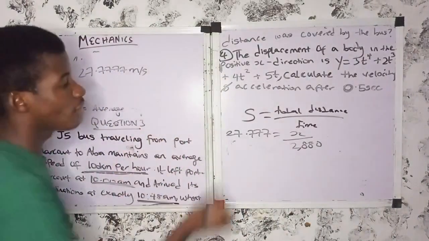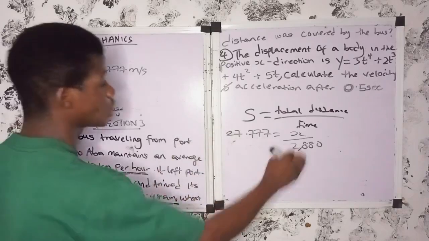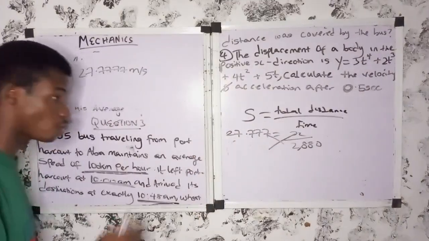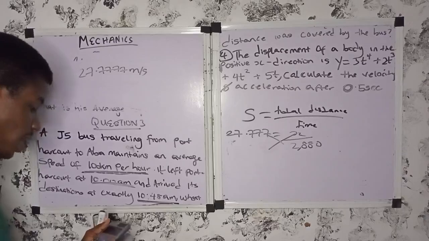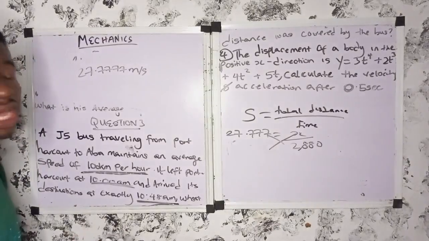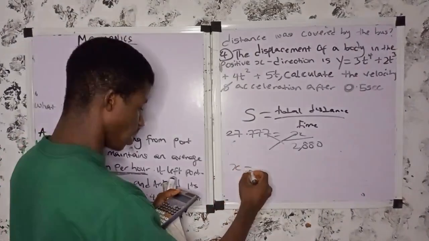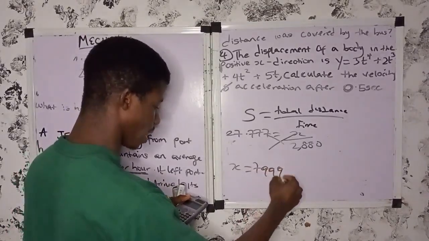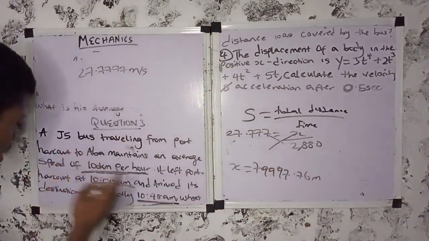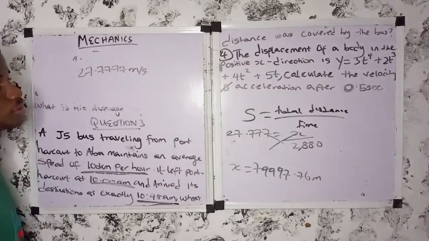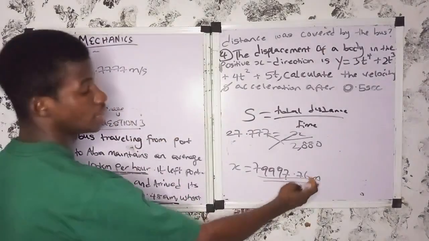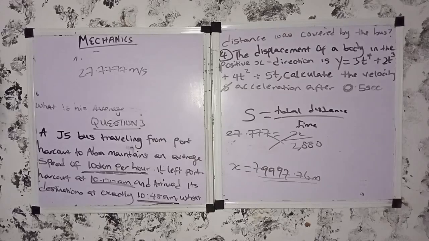Now once we have gotten the actual speed and the actual time, it's just for us to cross multiply. If we do the math, 2,880 times 27.777, this is our final answer, which is 79997.76 meters. So this is the distance covered by the bus, in meters. This is the answer to this question.